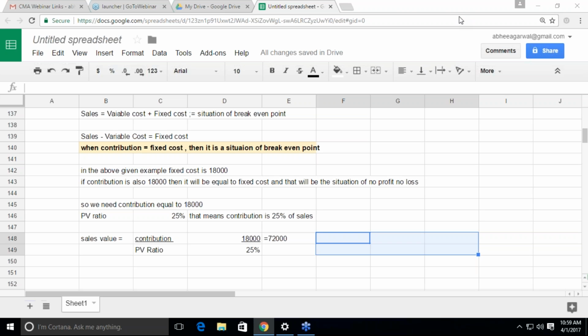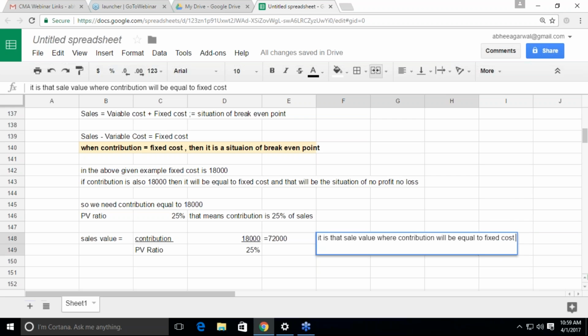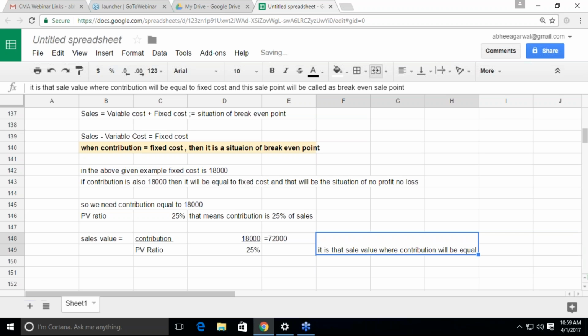It is that sale value where contribution will be equal to fixed cost, and this sale point will be called as break-even sale point. This sale point will be called as break-even sale point.